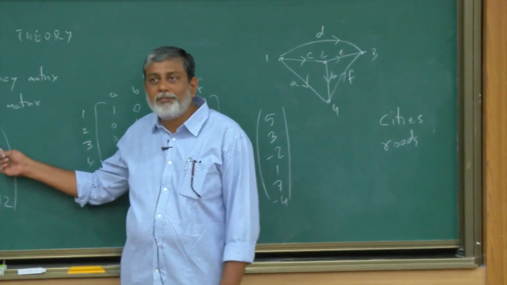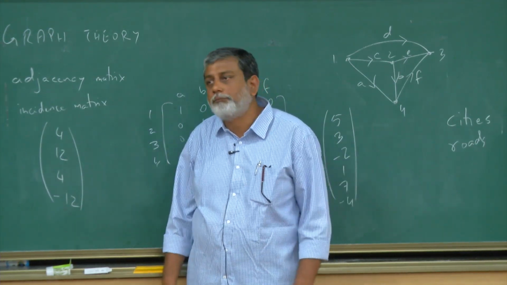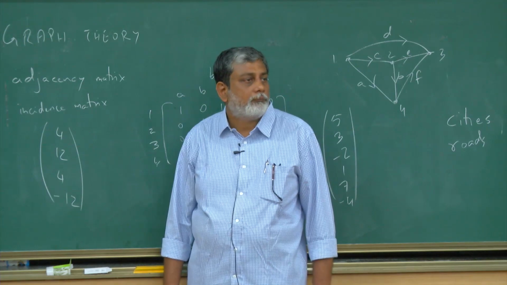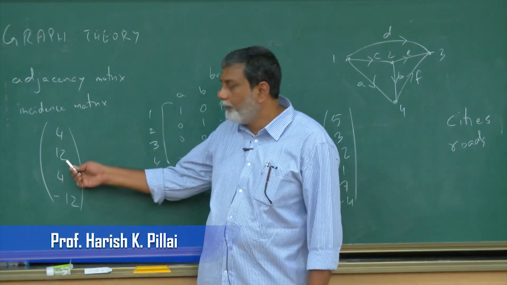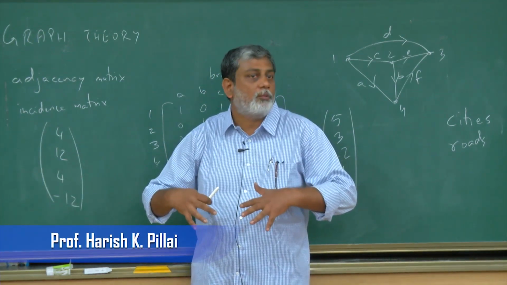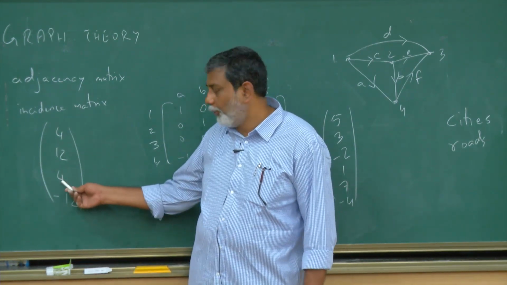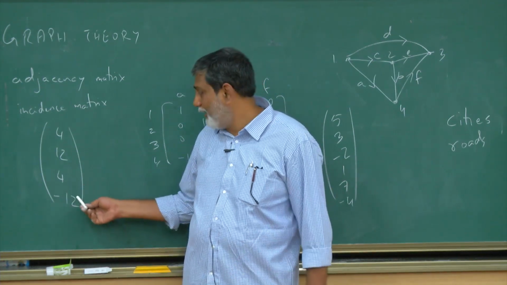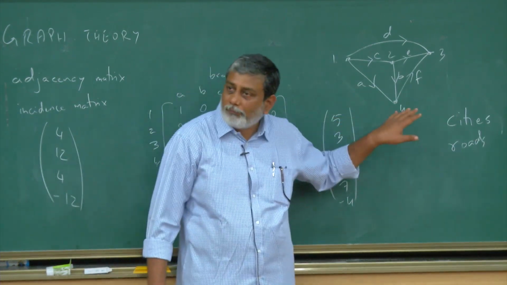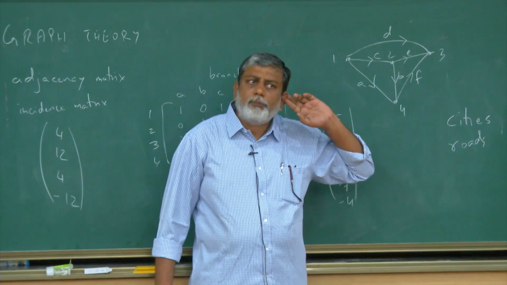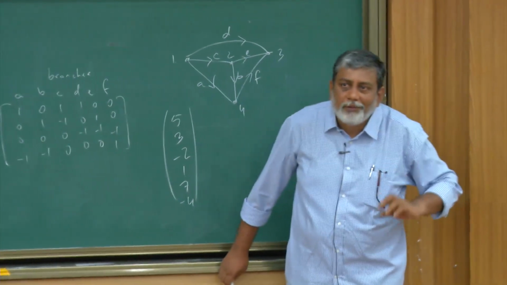Yeah, 4 is the number of vehicles, net vehicles who have accumulated in city 1. 12 is the number who have accumulated in city 2. I mean, they came for a ride and they are parked. 4 is the number which have accumulated in city 3, and minus 12, that means 12 guys have left city 4. Is that okay? Is there a confusion?